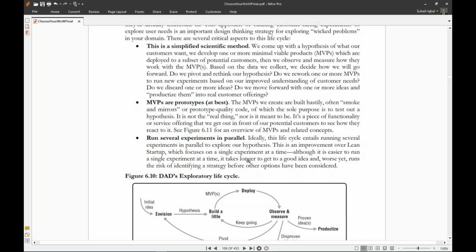MVPs are prototypes at best. The MVPs we create are built hastily, often smoke and mirrors, or prototype quality code, of which the sole purpose is to test out a hypothesis. It is not the real thing, nor is it meant to be. It is a piece of functionality or service offering that we get out in front of our potential customers to see how they react to it. See figure 6.11 for an overview of MVPs and related concepts.